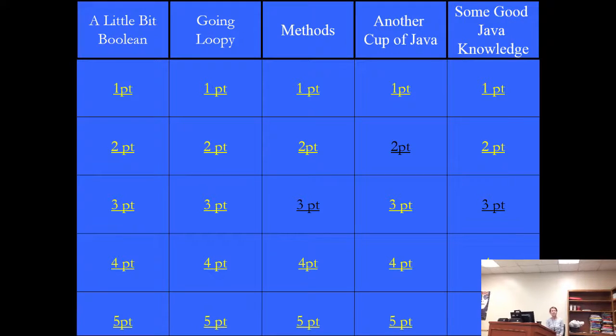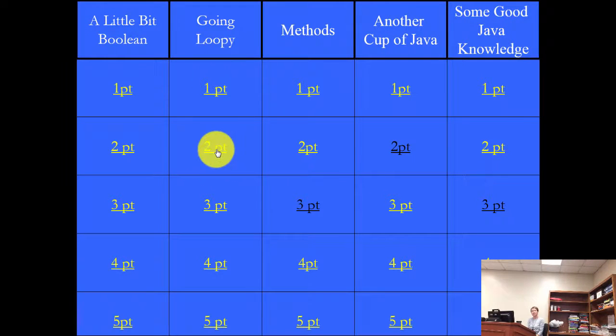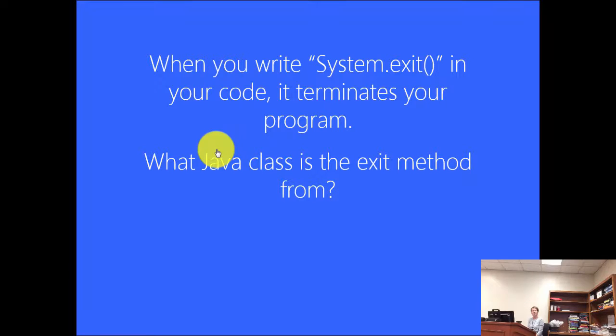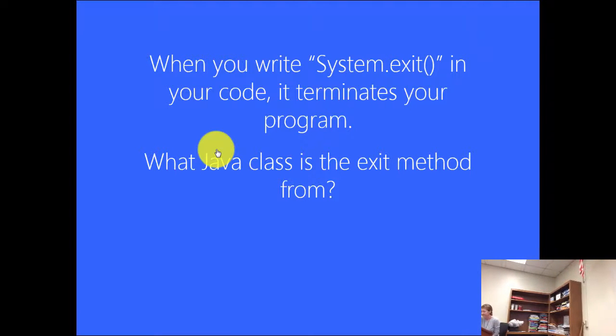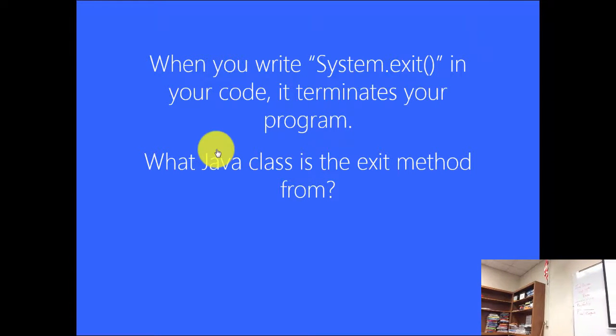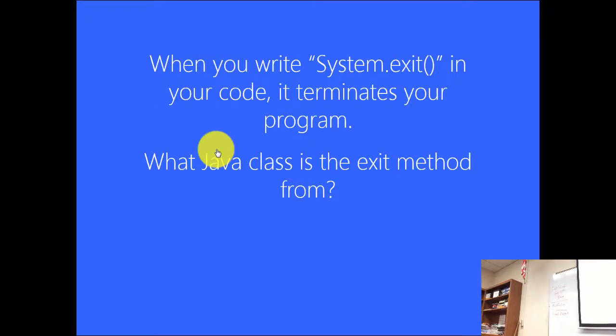All right. When you write System.exit with parentheses in your code, it terminates your program. What Java class is the exit method from? And you can tell just by looking at it. You got this, Gabriel. What is it? This is not good. We should know this. You can tell just by looking at it.